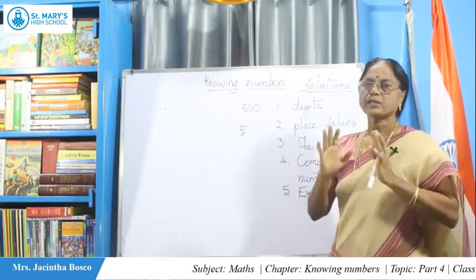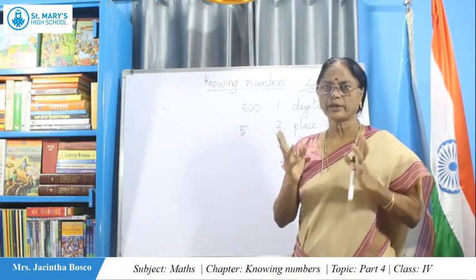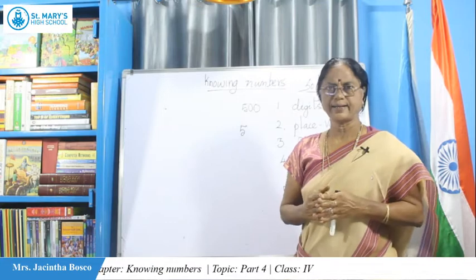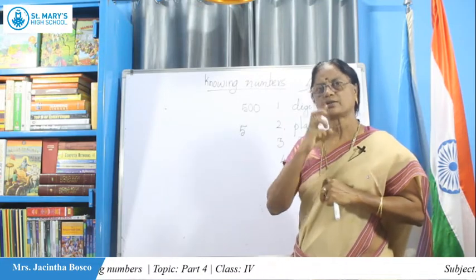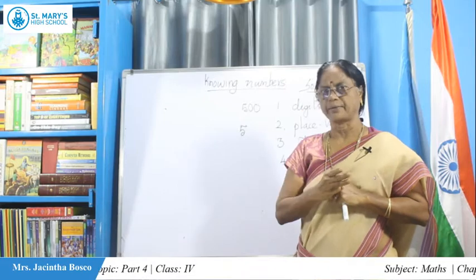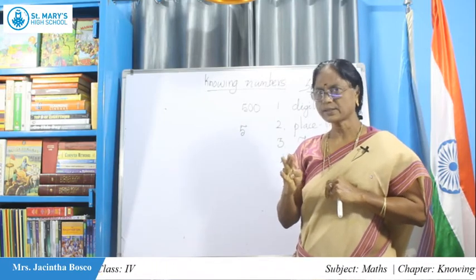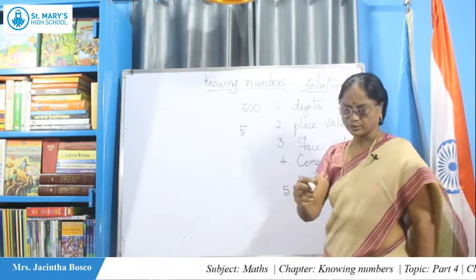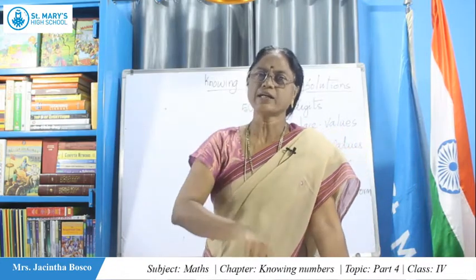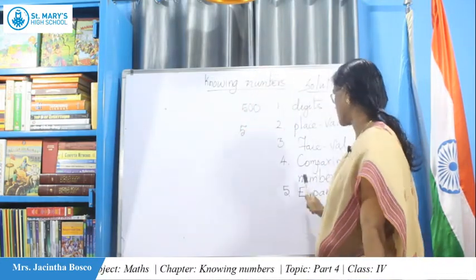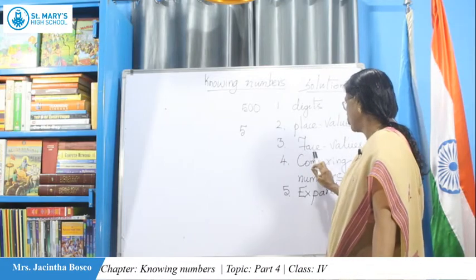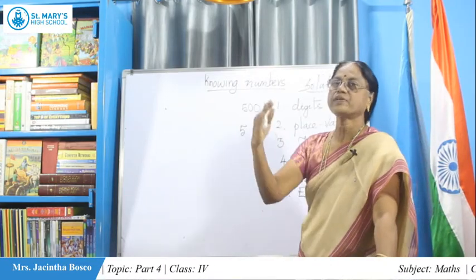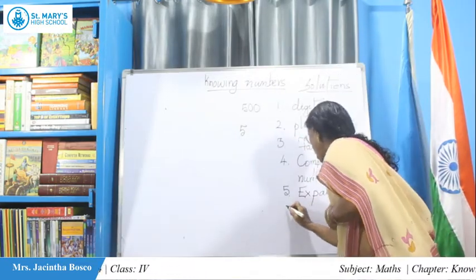Next one, suppose you have a 3-digit number or a 2-digit number, you can expand the number. Now, take 39. How do you expand the number? 3 tens, 3 into 10 is equal to 30 plus 9, 39, isn't it? So, like that, we are going to learn some applications, those solutions: digits, place values, face values, comparing numbers, expanding numbers. And next is operations.